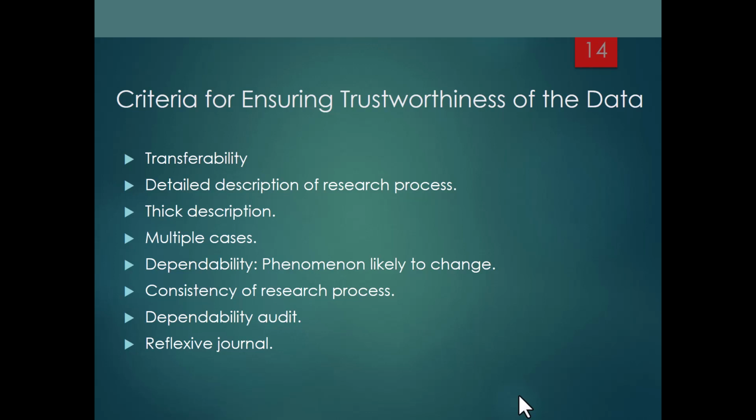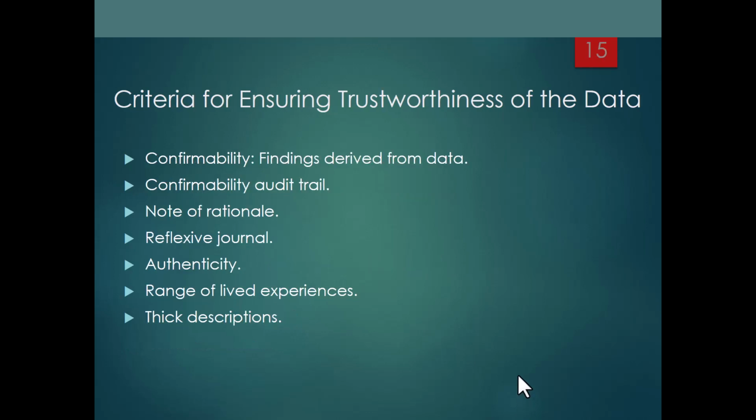A reflexive journal is used to document why certain methodological decisions are made, how codes were created and research questions developed, and why specific sampling decisions were made. Confirmability establishes that findings are derived from the data collected. Confirmability audit trail documents the decisions made throughout the research process.